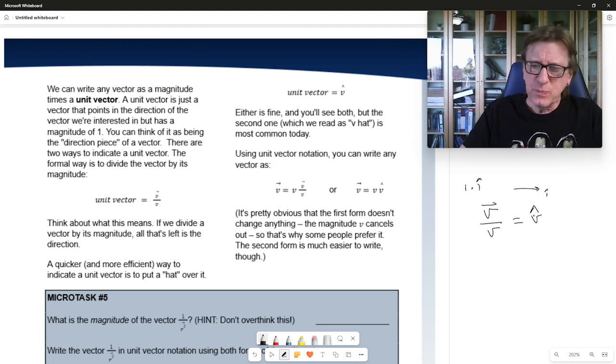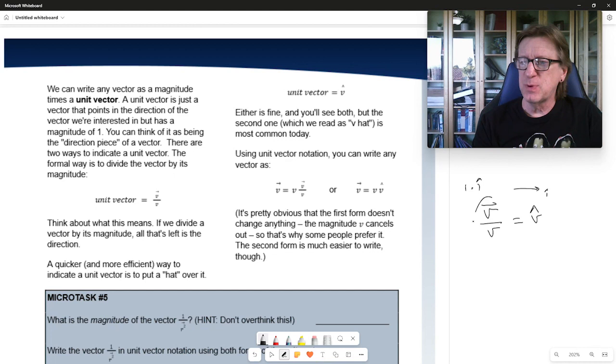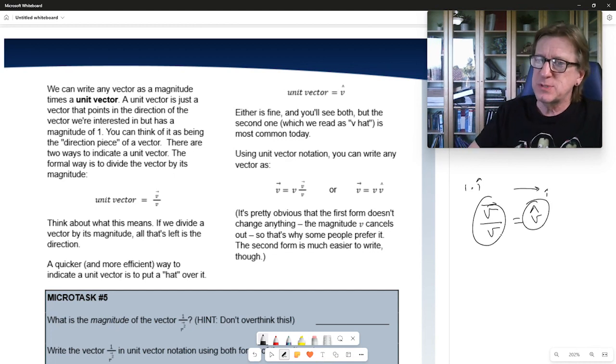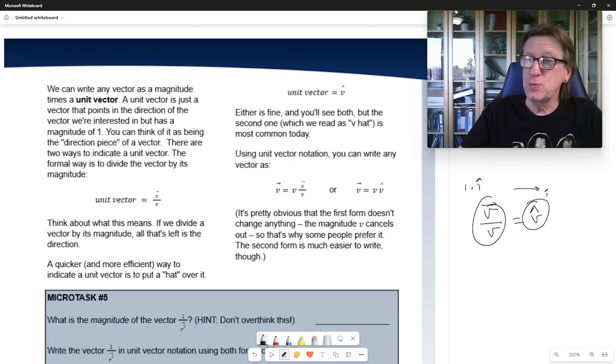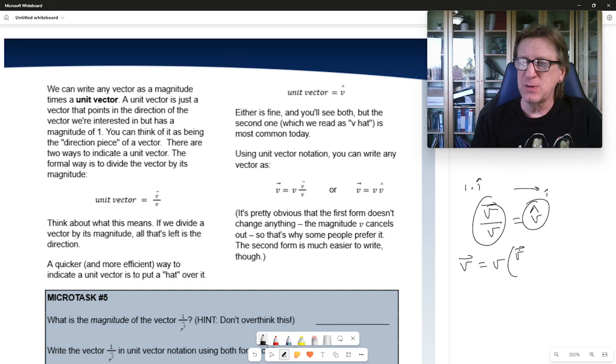So we can use either one of these forms. Both of these represent the unit vector. That means there are 2 ways that we can write a vector in this notation. So if I have this vector v, and again, it might be the velocity, in this case it's just a general v, I could write this as the magnitude of v times the unit vector.